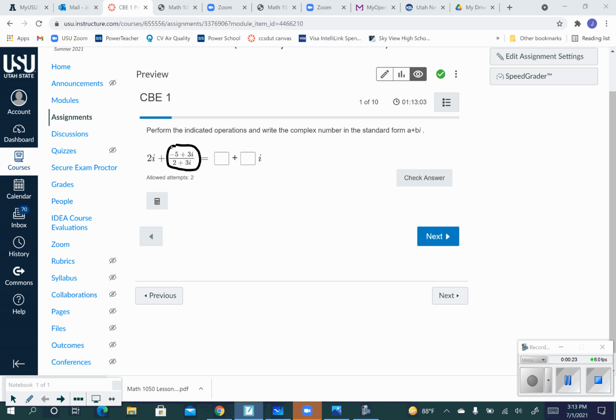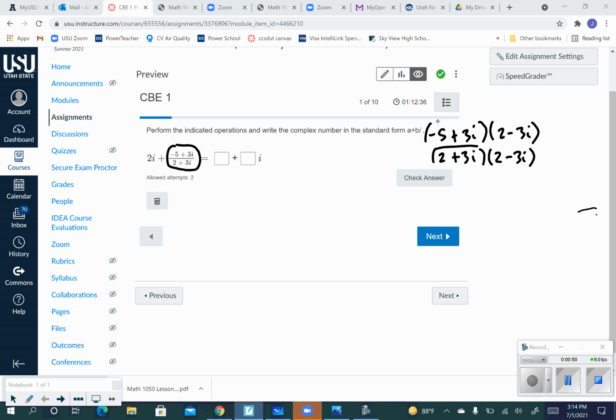We're dividing complex numbers. The way I do that is by getting the i off the bottom of the fraction by timesing by the conjugate. So I'm going to come up over here and we'll work that through. I've got -5 plus 3i over 2 plus 3i. So I'm just going to focus on that part. So we're going to times by the conjugate of the denominator. So times by 2 minus 3i, times by 2 minus 3i.